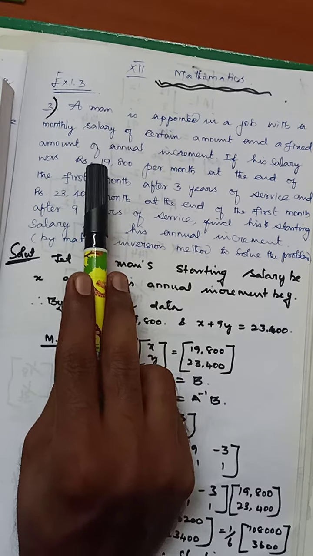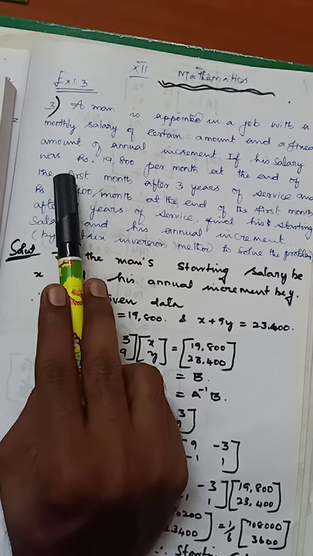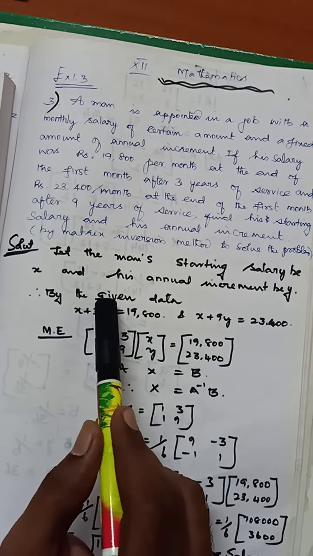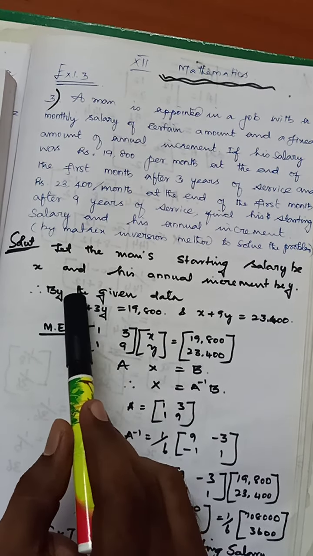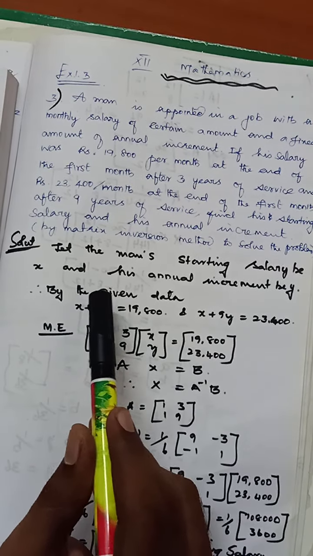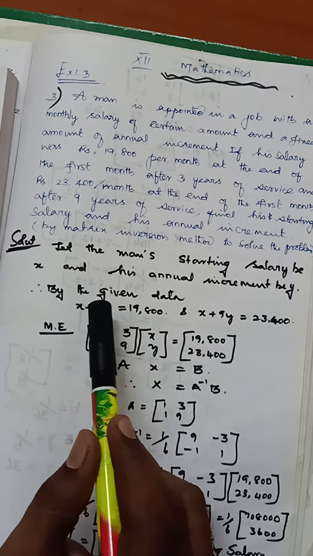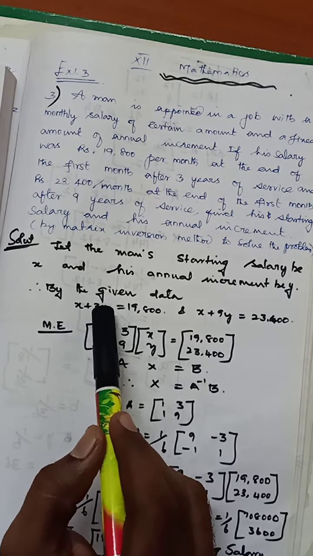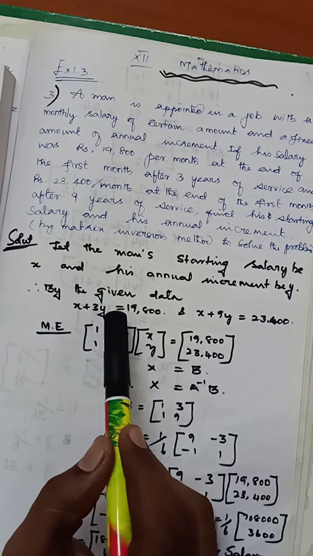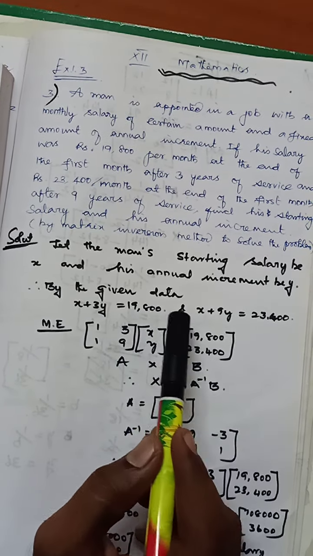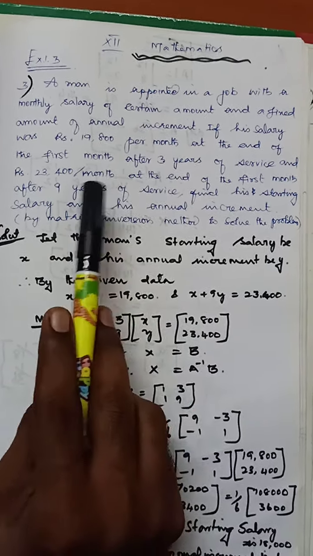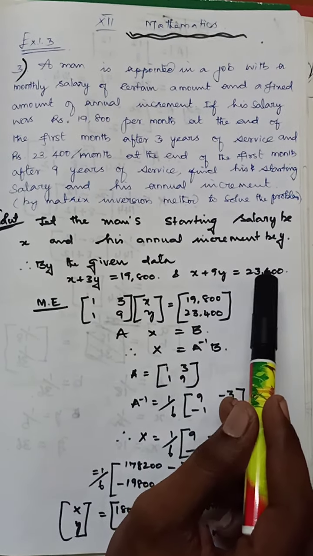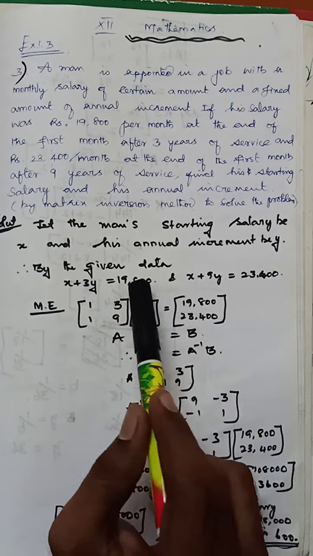So this 19,800 is nothing but salary plus 3 years increment. 1 year increment is Y, 3 years increment is 3Y, and salary is X. This is no change. Whether it is 20 years or 30 years or 40 years, that X has no change. Only this part will change according to the year. So it is clear: X plus 3Y equal to 19,800, and X plus 9Y, second, it is given that after 9 years of your service you will be getting 23,400. So these are the two given equations.